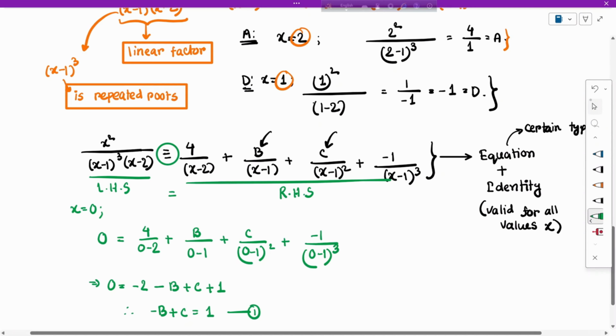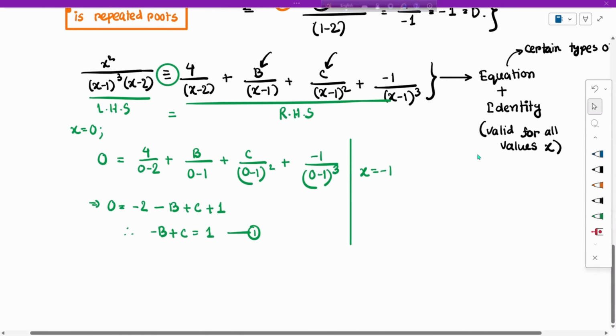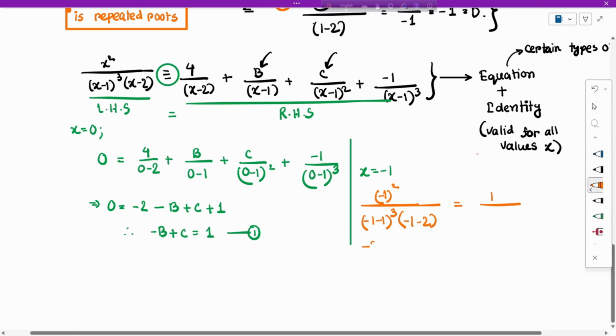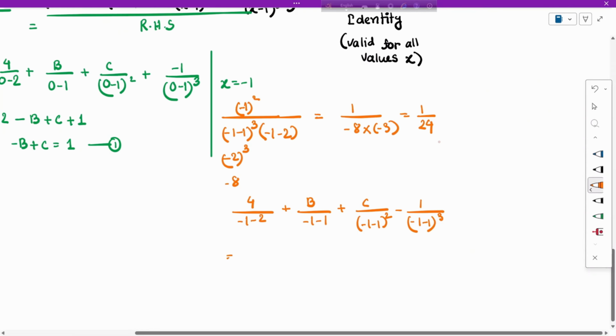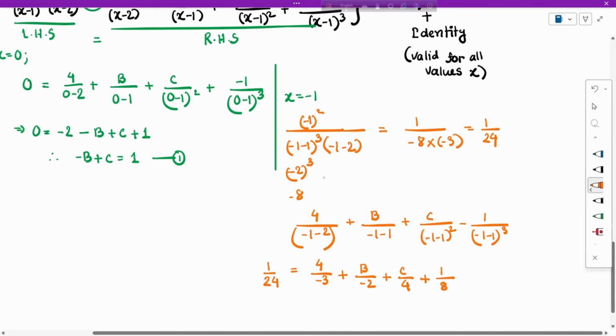For equation number 2, we have used x equals 2 and 1, so let's plug in x equals negative 1. So what happens when we plug in that? For x equals negative 1, the left hand side becomes divided by negative 2 whole to the power 3, which is negative 8. So negative 8 times negative 3, so it is 1 over 24. And the right hand side becomes, all right, so this is the format of the right hand side, so this is equal to 1 by 24.